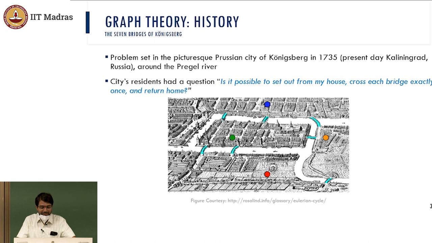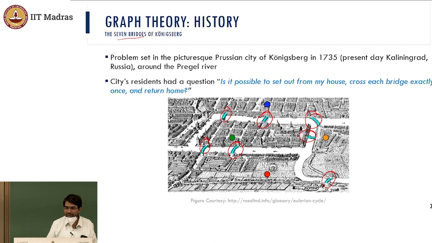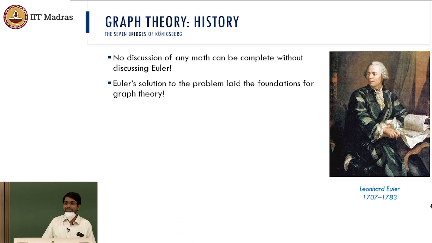If you can see, you should be able to see the bridges. This is one bridge, one more bridge. So there are seven bridges. So it's called the seven bridges of Königsberg. It's very, very famous. And this was the question that they had. I always say that no discussion of any mathematics can be complete without paying our respects to Euler. And Euler's solution to the problem laid the foundation of what we today call graph theory.